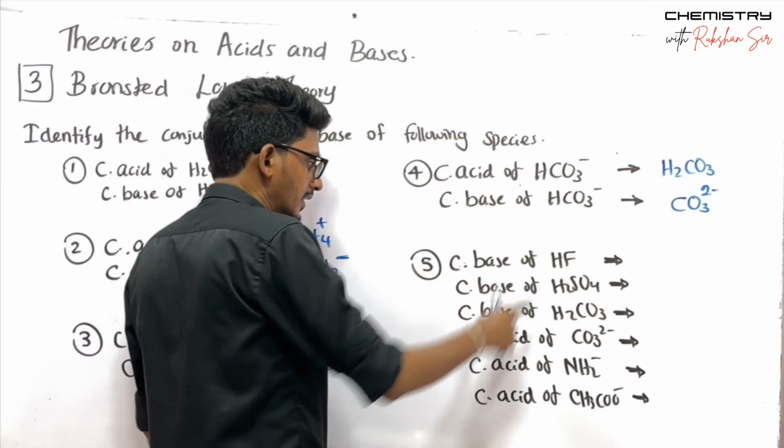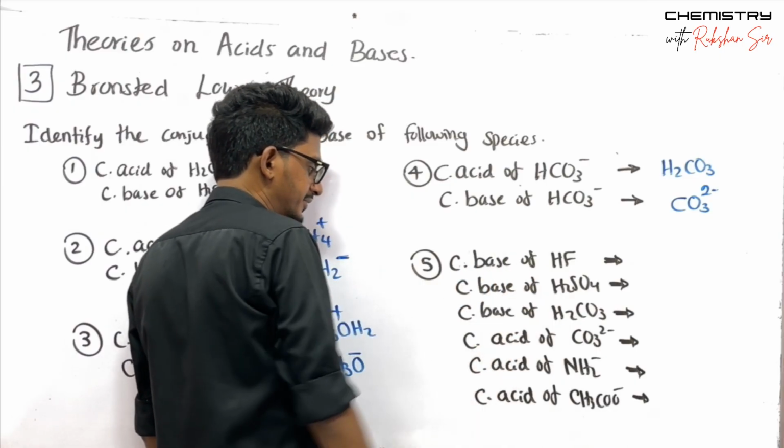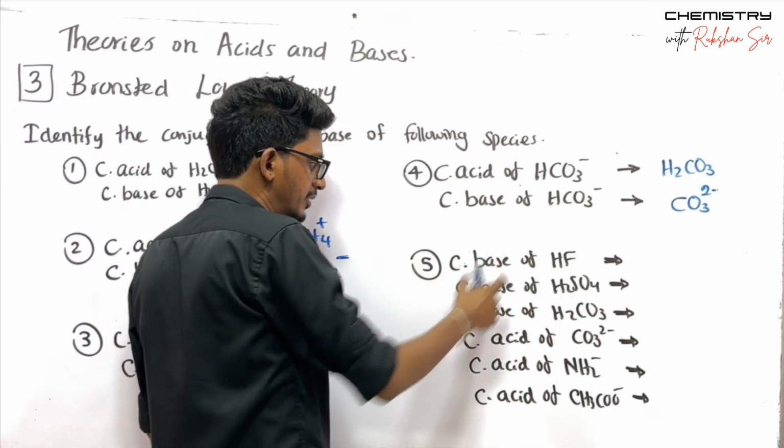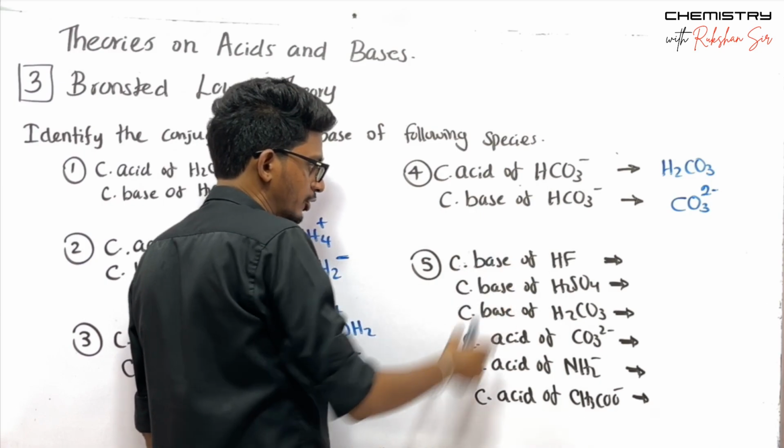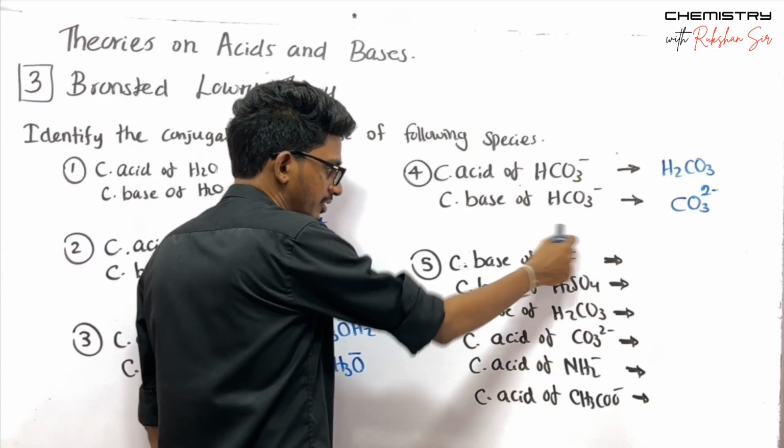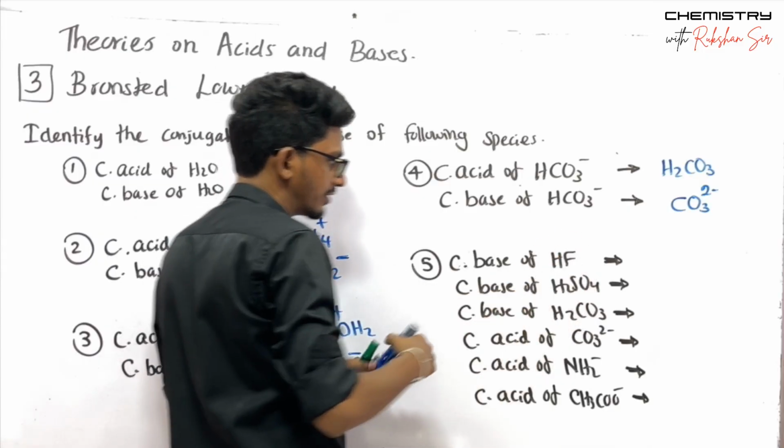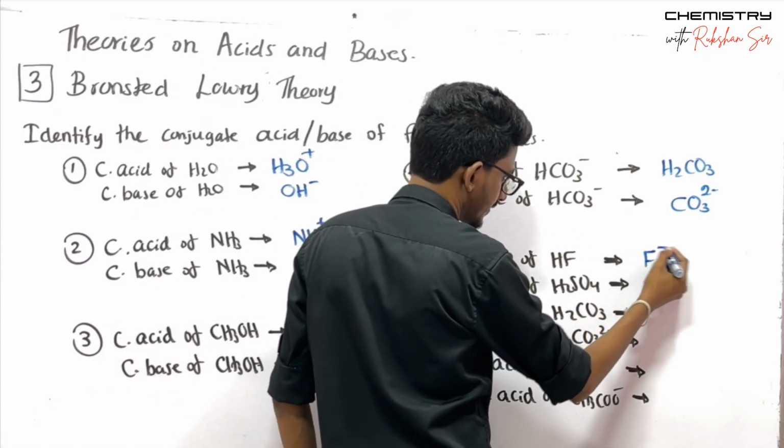Conjugate base of HF. Base means the species with fewer H pluses. So you need to remove some H plus from this, and that will give you F minus.